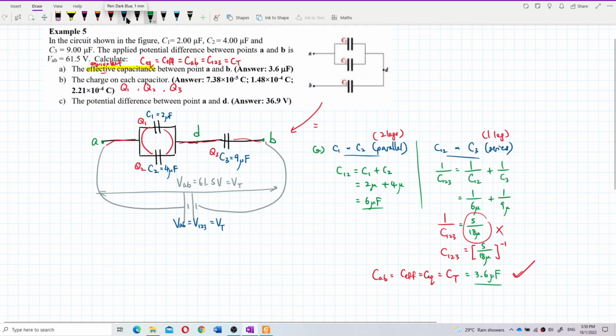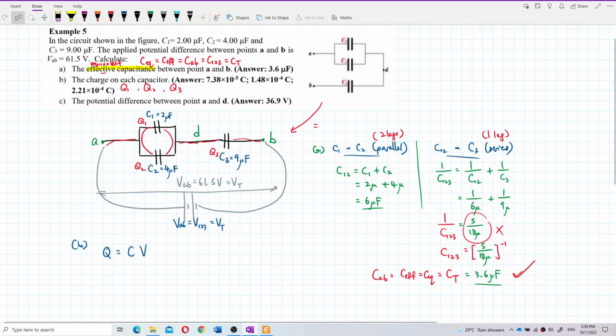Let's move on to question B. I want to find the charge. We already know the total voltage is 61.5 volt. We also know the total capacitance, 3.6. What is missing? The total charge. We haven't got the total charge. Use the formula Q equal to CV, and from there we can get the total charge.